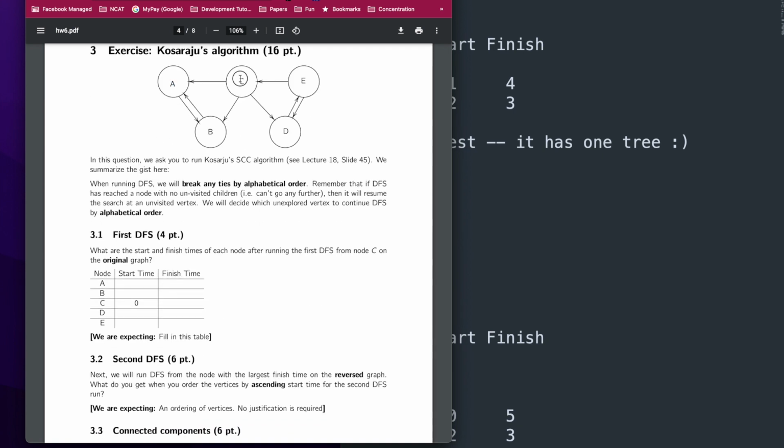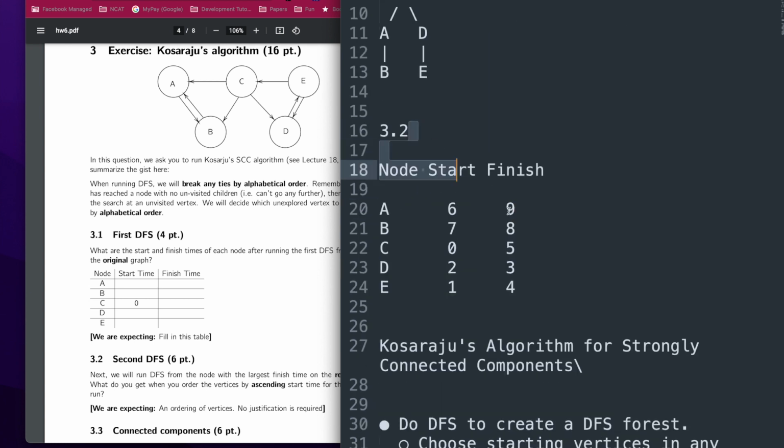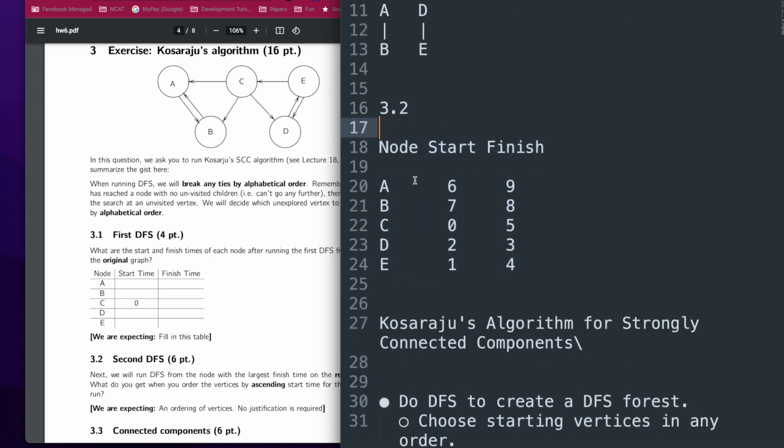And we'll notice that C is already visited, so we can't go to C. The only node we can get to is B. So A's start time is going to be 6. Then we're going to get to B, whose start time is 7. And then we're basically done with the graph. So its end time is 8, and the end time for A is 9. So this is what the second DFS looks like.